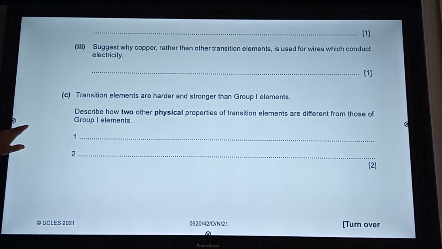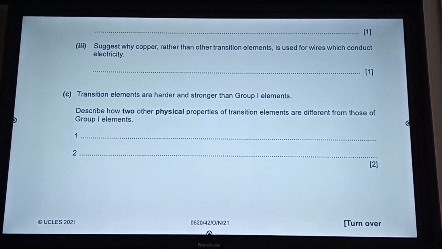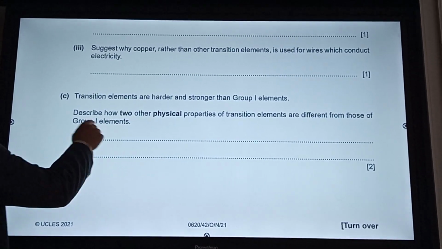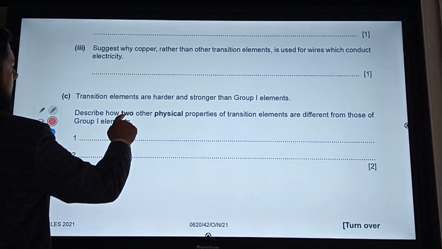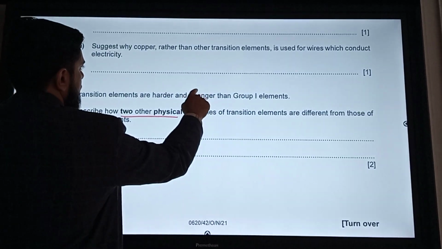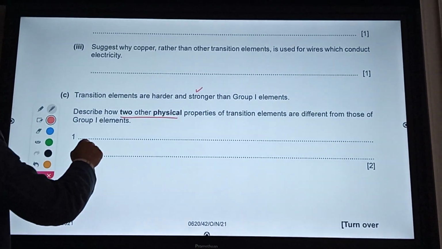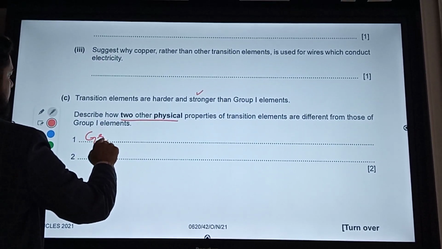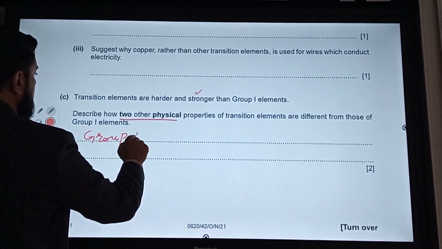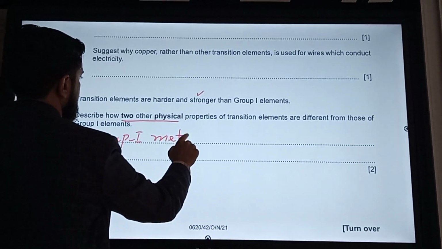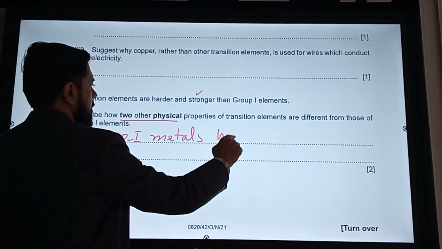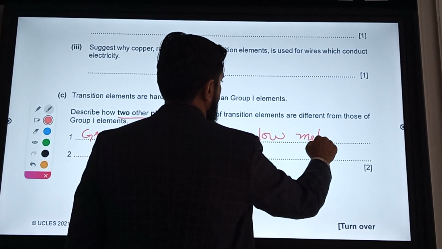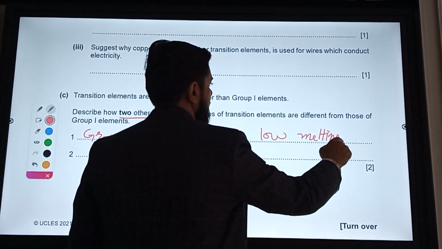So here he says that transition elements are harder and stronger than group 1. Describe how two other physical properties differ. Remember two other. Now you are not going to describe strong or strength. You have to mention that this is the physical property. So we can say group 1 metals have low melting point than transition metals.